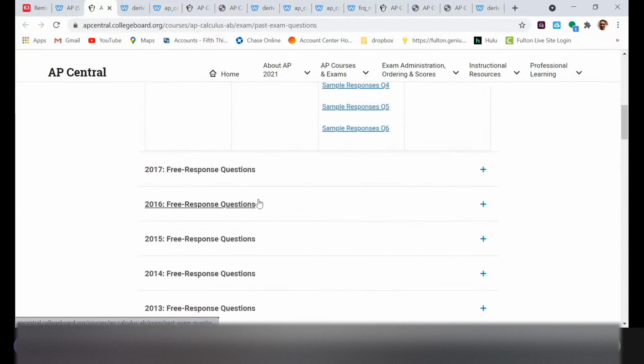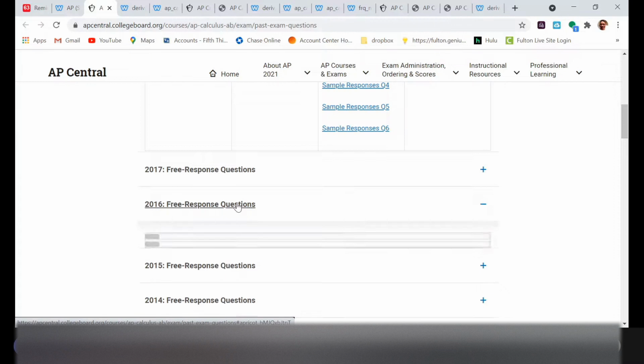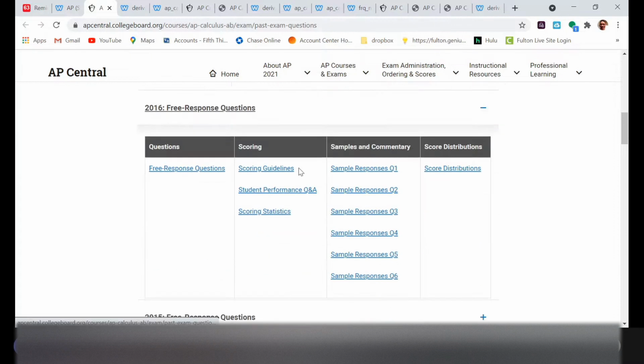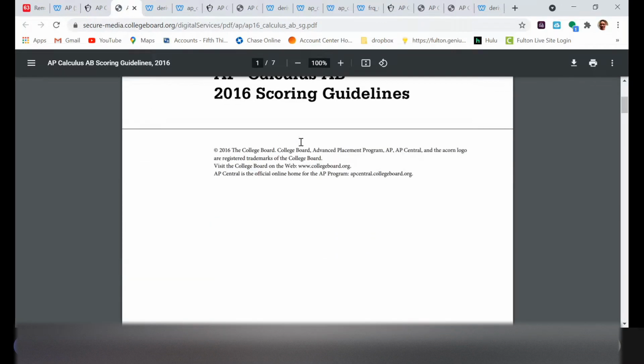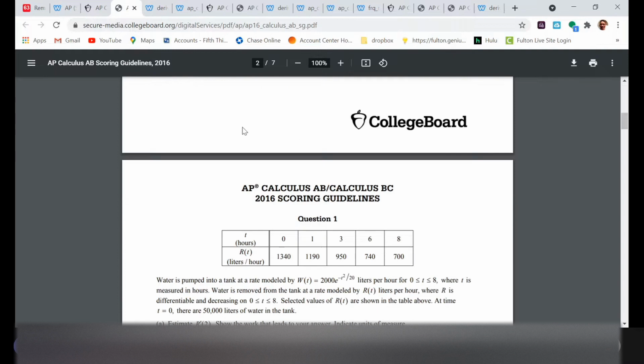Let's say you want to look at 2016. Click on 2016, then go to scoring guidelines. This is the only link you have to worry about. If you click on scoring guidelines, it'll show you the problem at the top and the full solution.